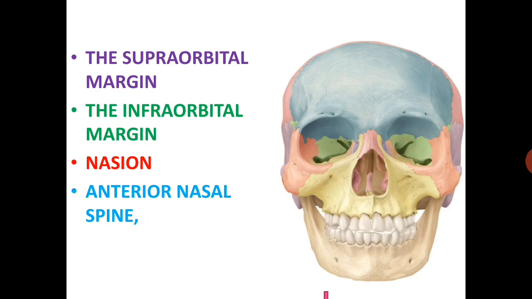Supraorbital margin. It is formed by the frontal bone. It presents the supraorbital notch or foramen. Infraorbital margin is formed by the zygomatic bone laterally and the maxilla medially. This is the nasion, the anterior root of the nose. Then the anterior nasal spine, a sharp projection seen anteriorly.